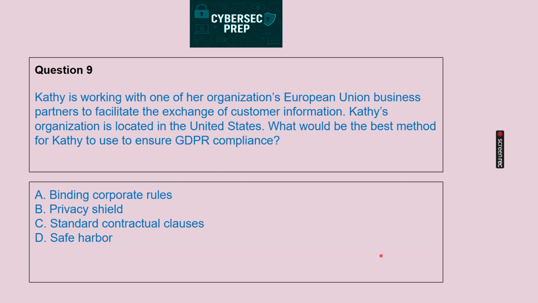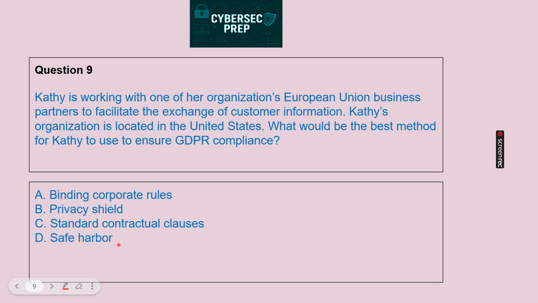Move on to the next question, question number 9. Kathy is working with one of her organization's European Union business partners to facilitate the exchange of customer information. Kathy's organization is located in United States. What would be the best method for Kathy to use to ensure GDPR compliance? Option A, binding corporate rules. Option B, privacy shield. Option C, standard contractual clauses. Option D, safe harbor.